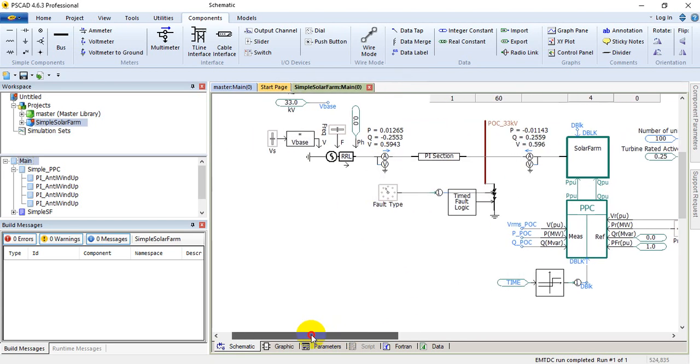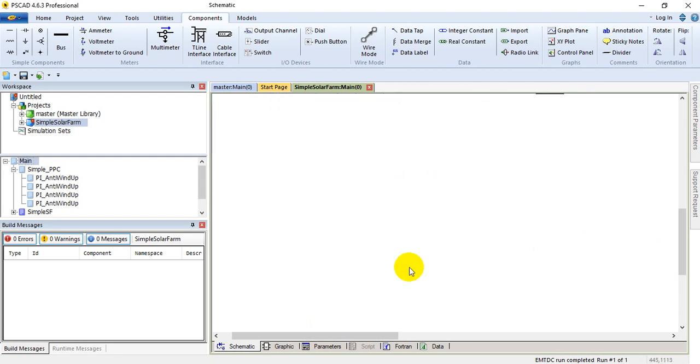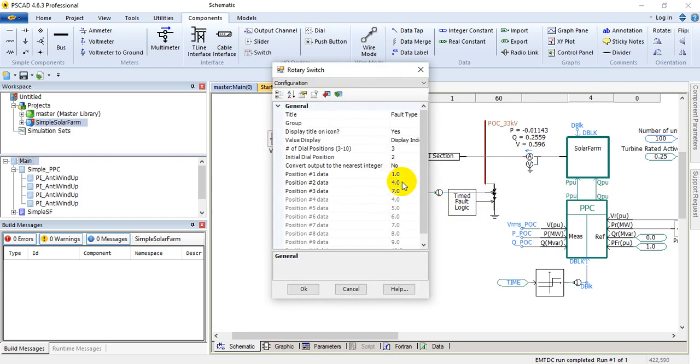Right now, the complete solar farm is connected with this POC at the 33 kV voltage level. Here you can see the slider button showing that the fault logic is applied. Our important point is that we have a dial switch from 0 to 11. From 0 to 11 there are different fault positions available that we can select, with a different fault given for each.